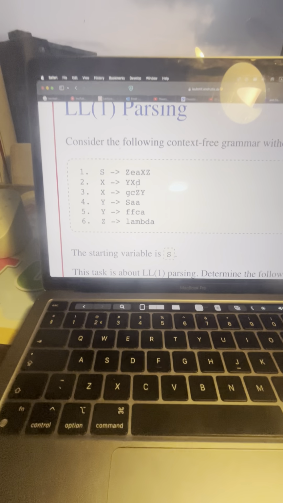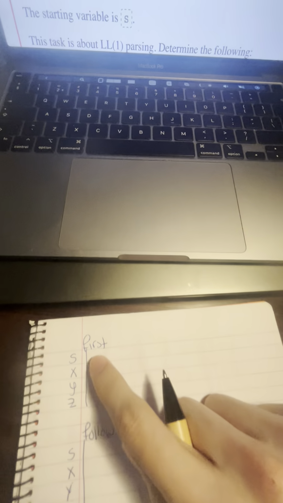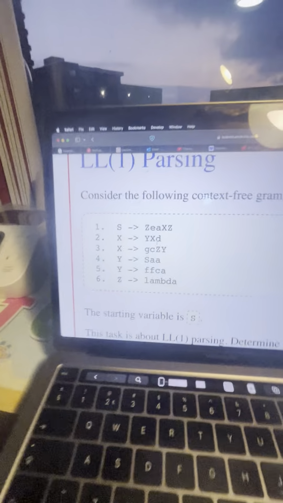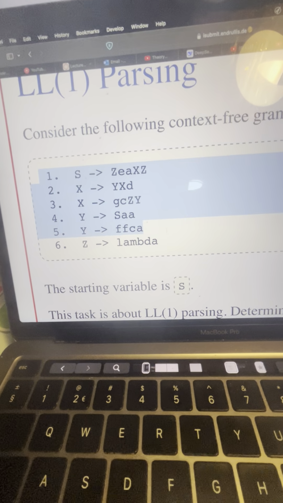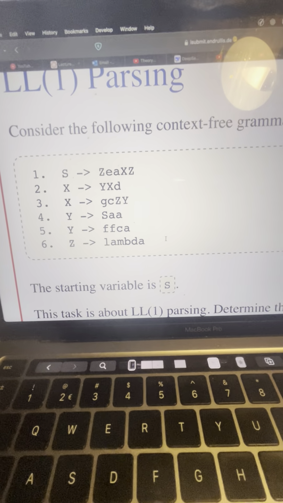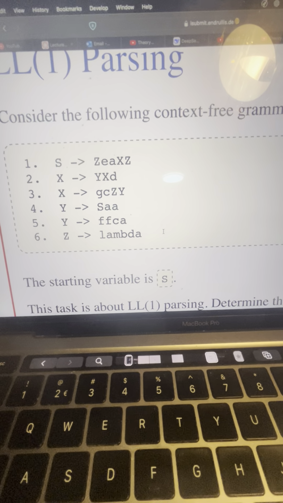Okay, so this is the grammar, and we need to consider first the First of X, S, X, Y, Z. So we start from the bottom to up. So of course, we have Z. We start with Z. We have lambda and f, or we only have lambda. So we have Z is lambda.